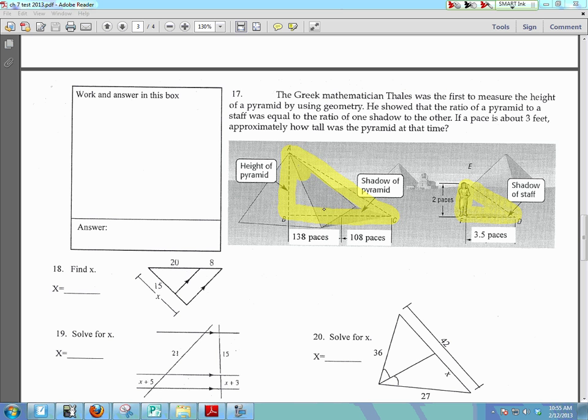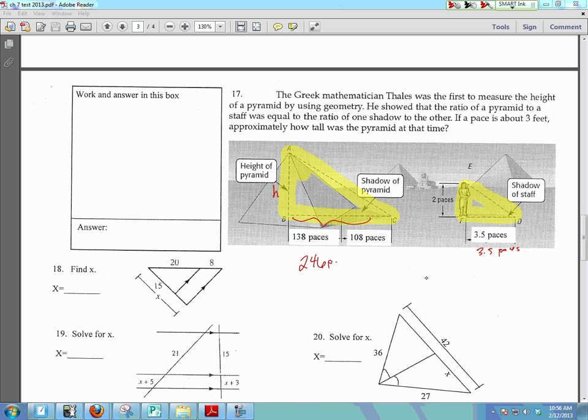If I look at this triangle on the left, what do they say? The height of this is what we're looking for. We're looking for h. We can take what this total here is, 138 plus 108, do the math in my head real quick, make that 108, so I'll get 246 paces. And this one over here is 3.5 paces.